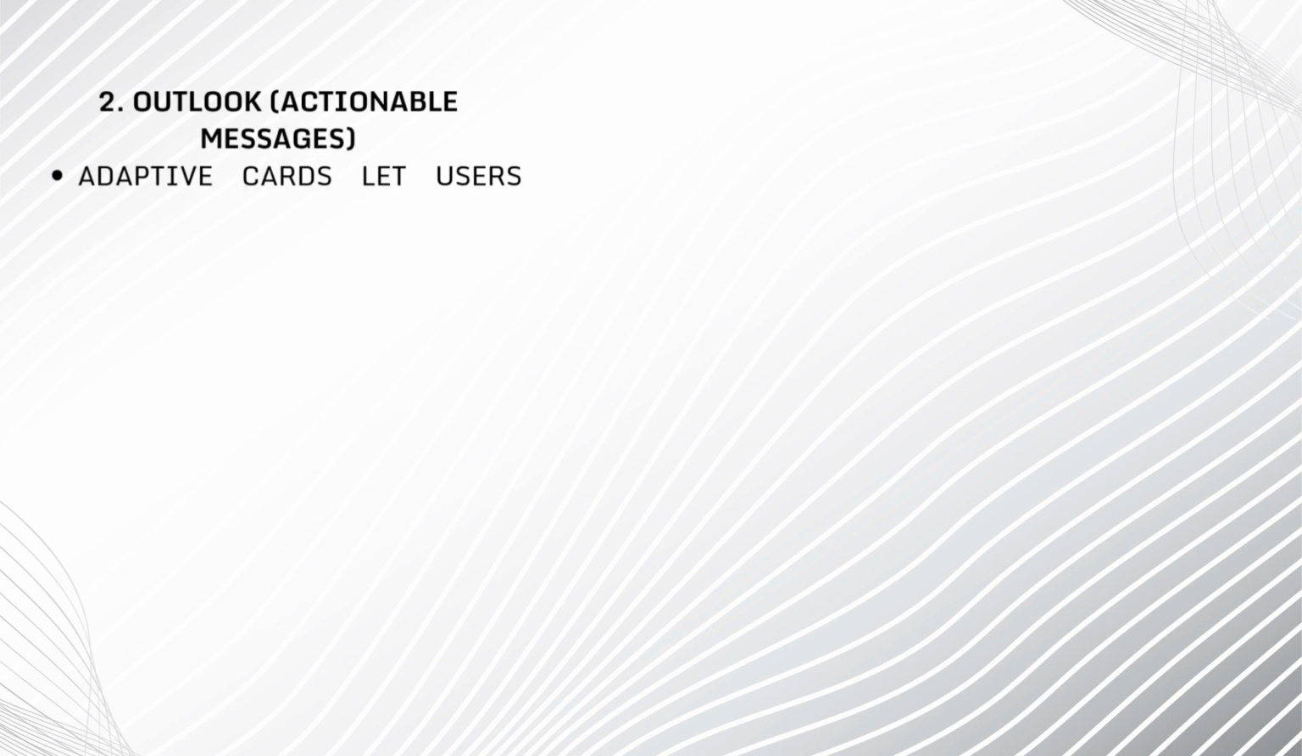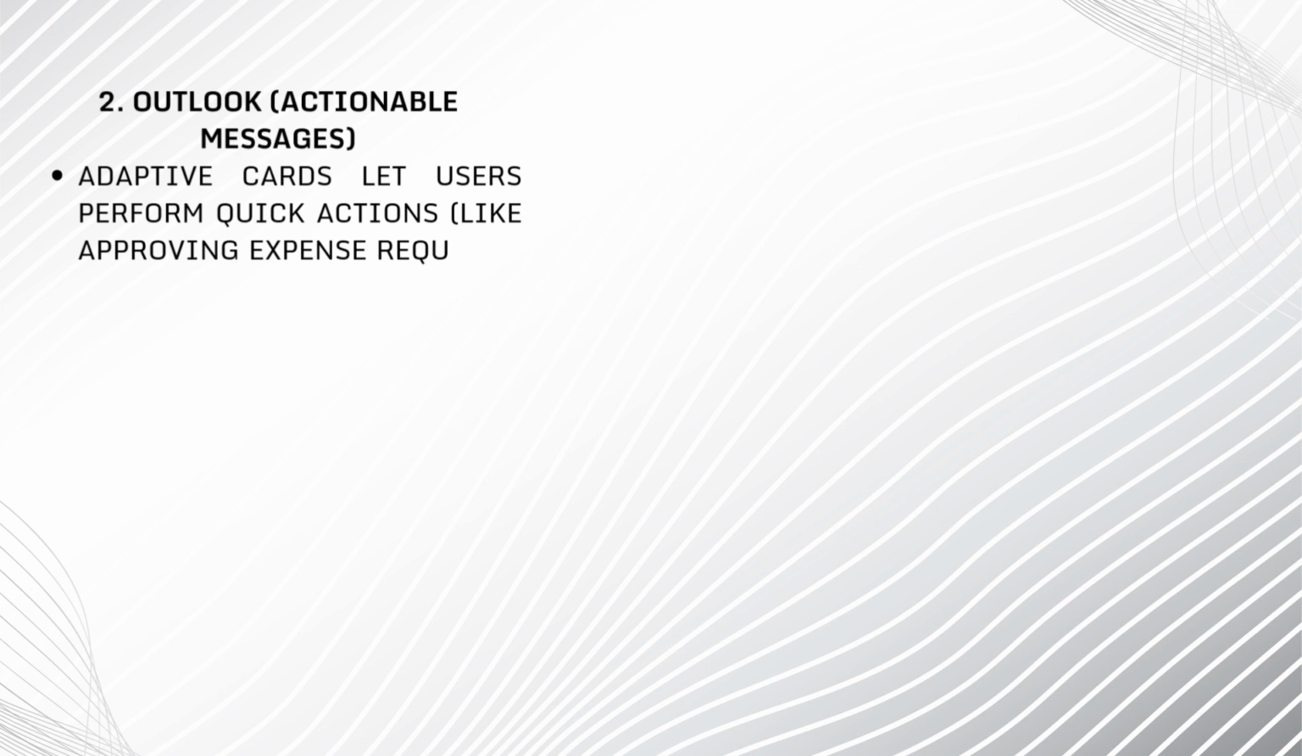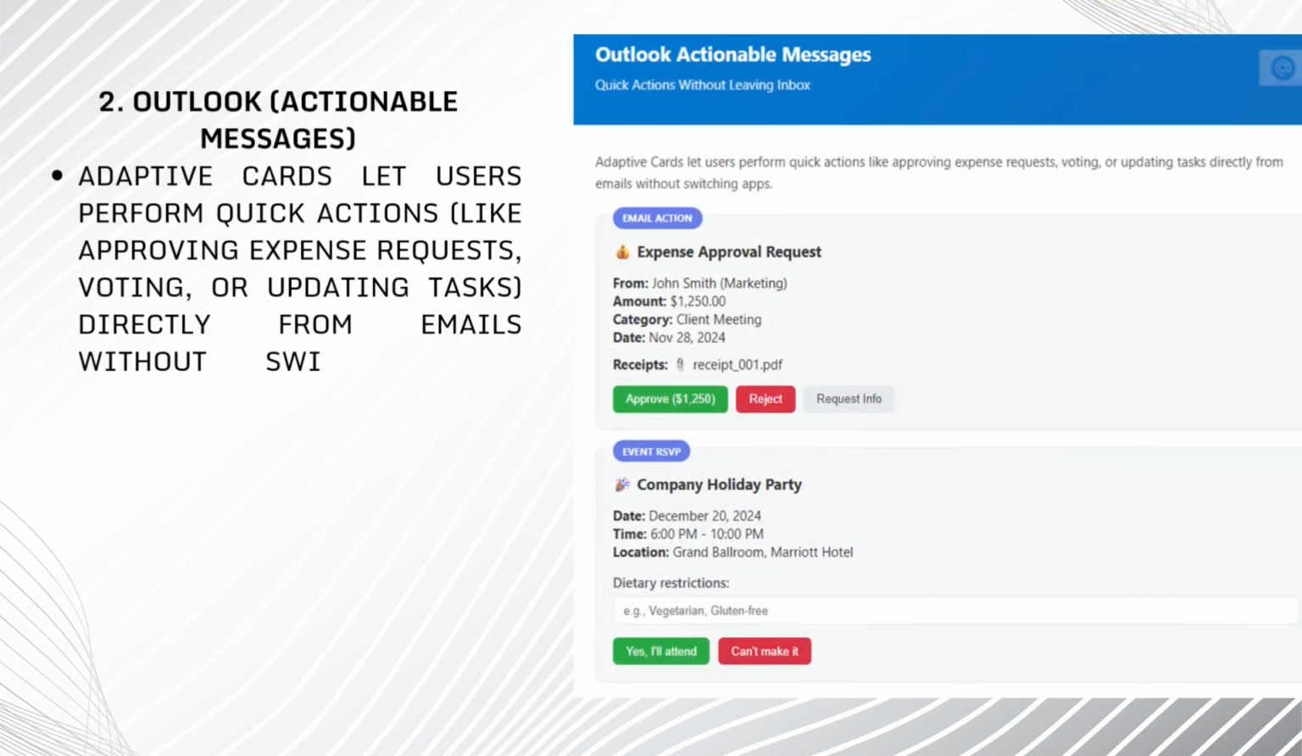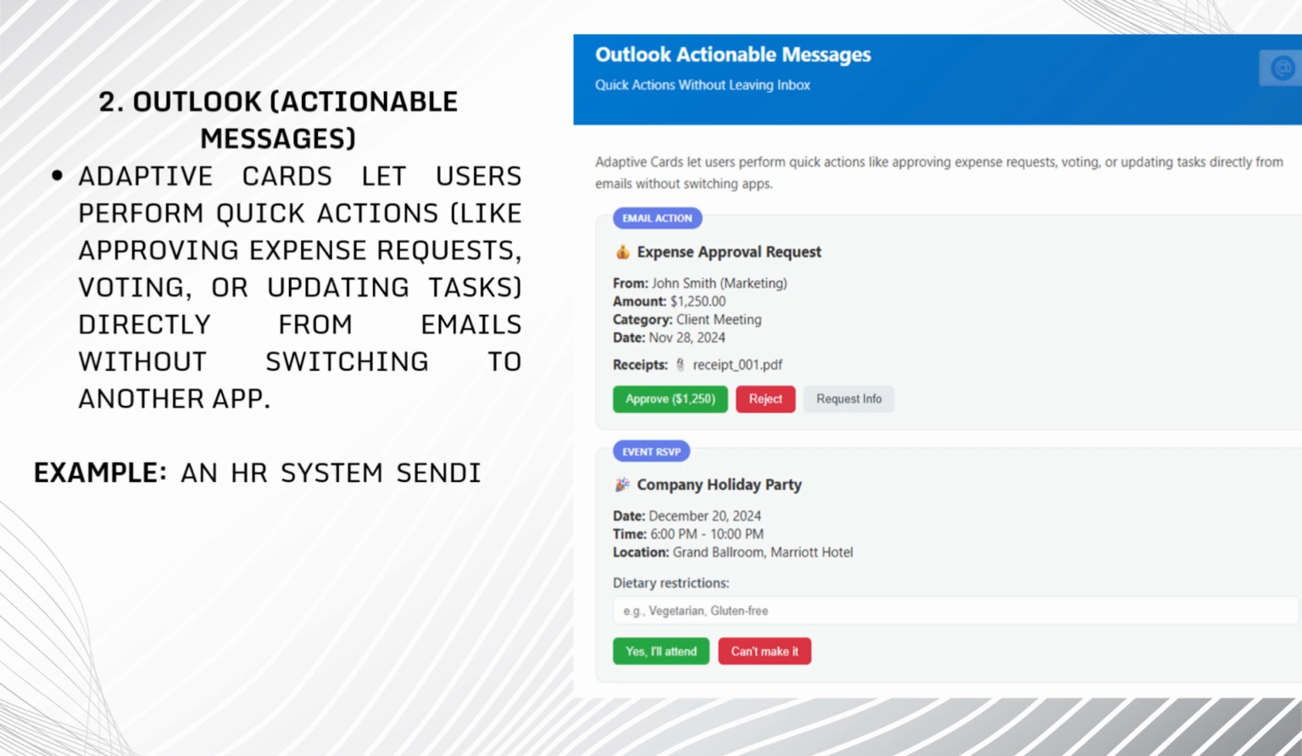Moving to Outlook Actionable Messages. This is where adaptive cards really transform email productivity. They let users perform quick actions like approving expense requests, voting, or updating tasks directly from emails without switching to another app. Look at these examples on your screen. First, we have an expense approval request from John Smith for $1,250 for a client meeting.